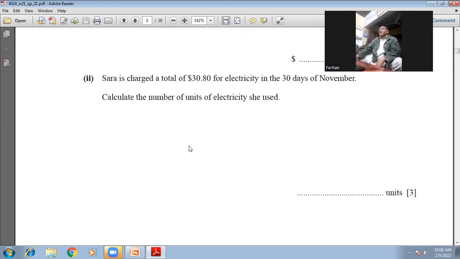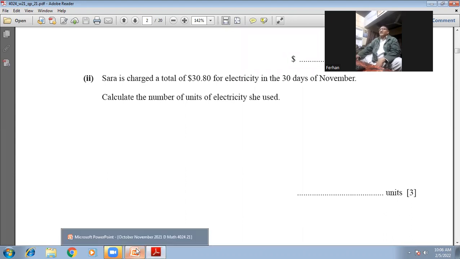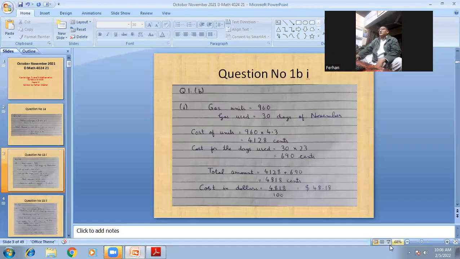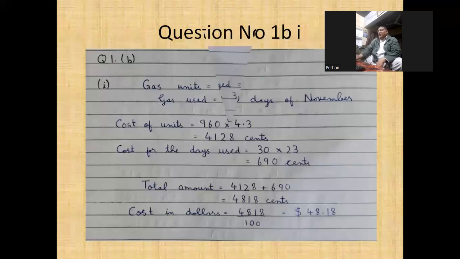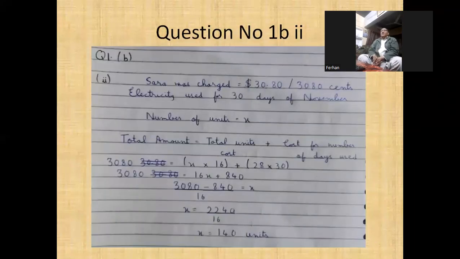Okay, so it's a 3-mark question. Let me show you how I have done it. Sarah was charged $30.80, which is 3080 cents. If you want to convert dollars into cents, you multiply by 100.